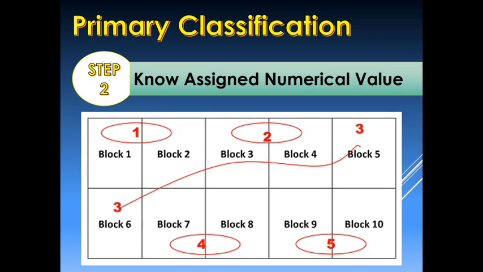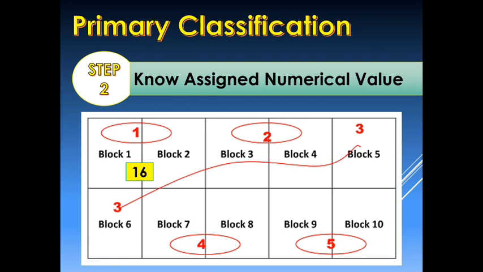The second step in primary classification is that we must know the assigned numerical value. These numerical values are actually constant or given in primary classification. So the first pair, which involves block 1 and block 2, has 16 as the numerical value.